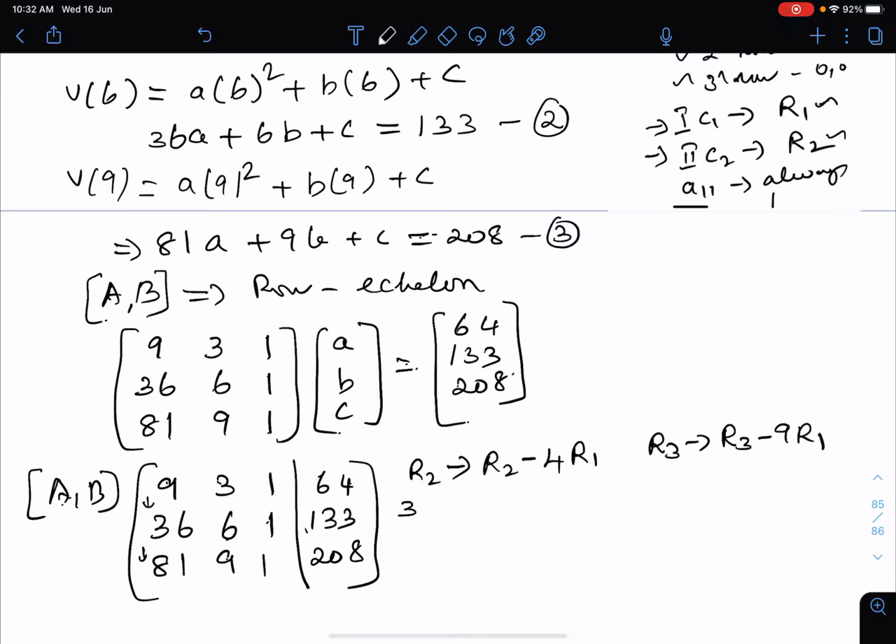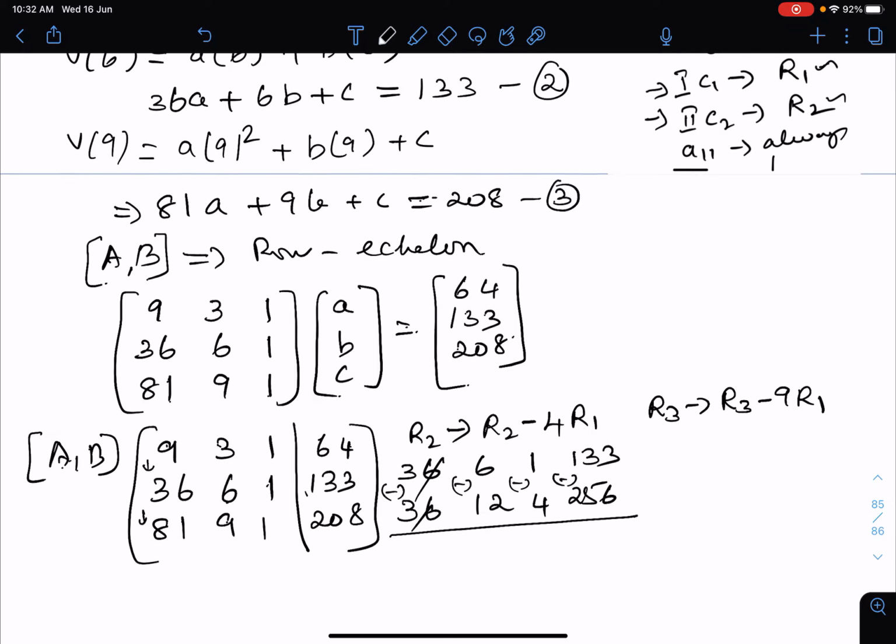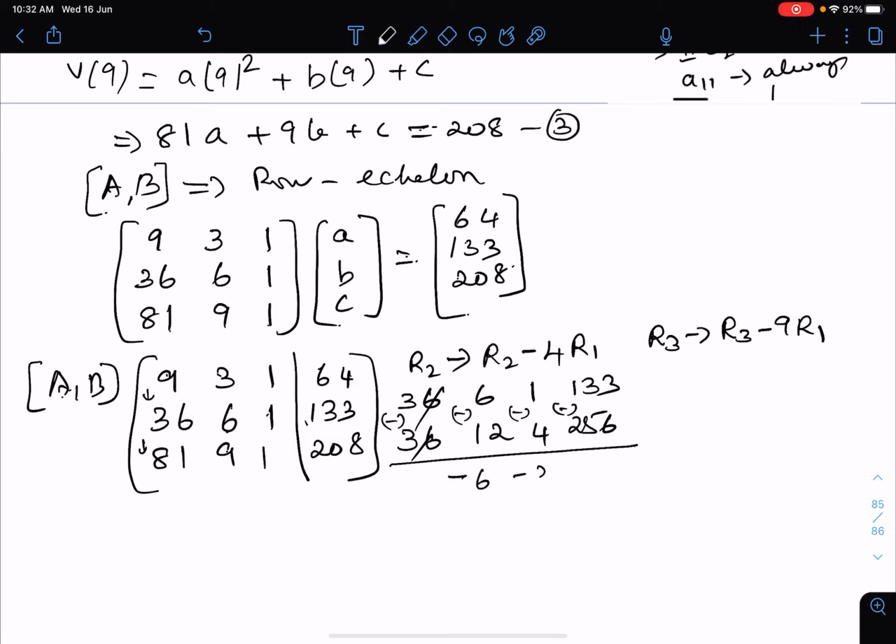We will write our row 2 as it is: 36 6 1, 133. 4 into R1 will give you 36, 4 3s are 12, 4 1s are 4, 4 into 64 is 256. Now you are going to subtract, so change your sign, then only the first element will cancel. So cancelling, you will get minus 6, minus 3, and 256 minus 133 will give you the answer 123. So this is going to be our row 2.